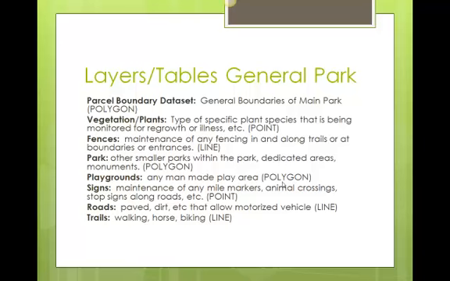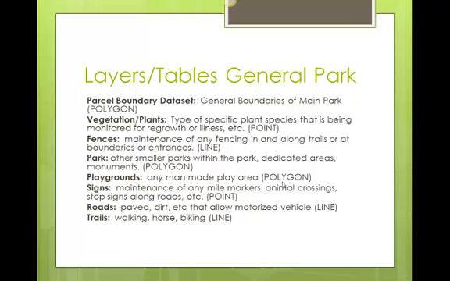The vegetation and plants, this will most likely have to be done in the field. There probably isn't a comprehensive layer for all the vegetation and plants in the park. So the group maybe just wants to start focusing on going out in the field, taking GPS readings of particular types of vegetation and plants, whether it be trees, shrubbery, plants that have flowers on them, whatever.